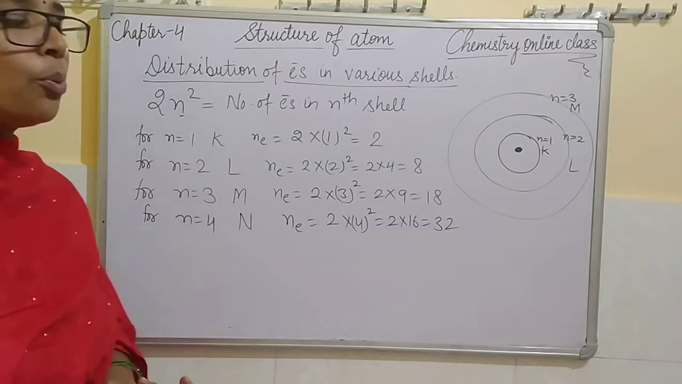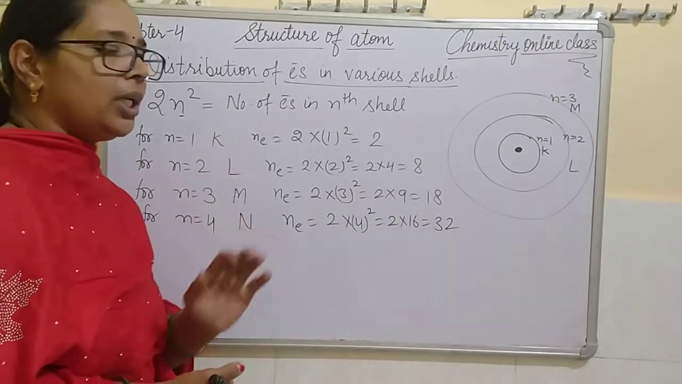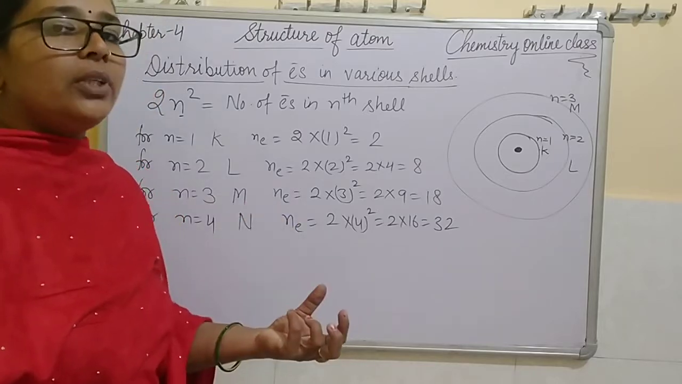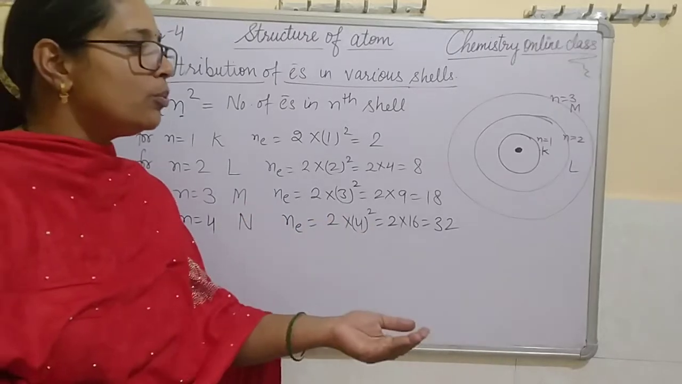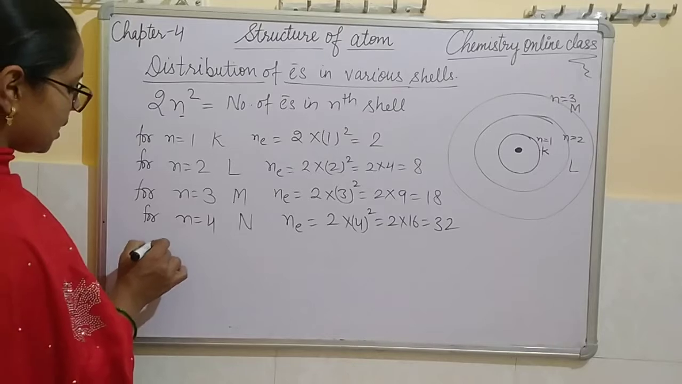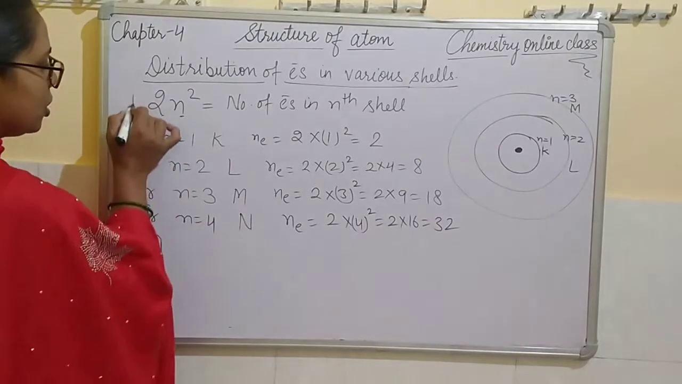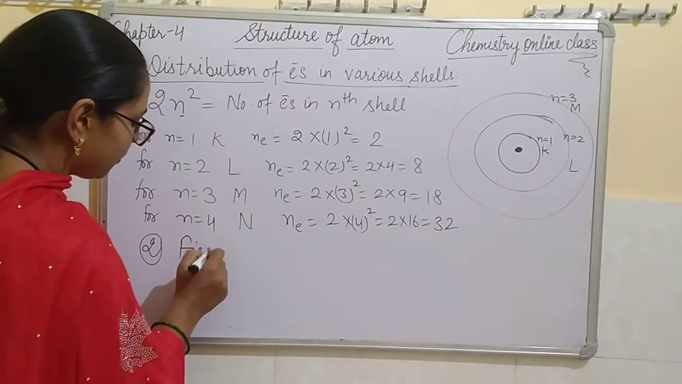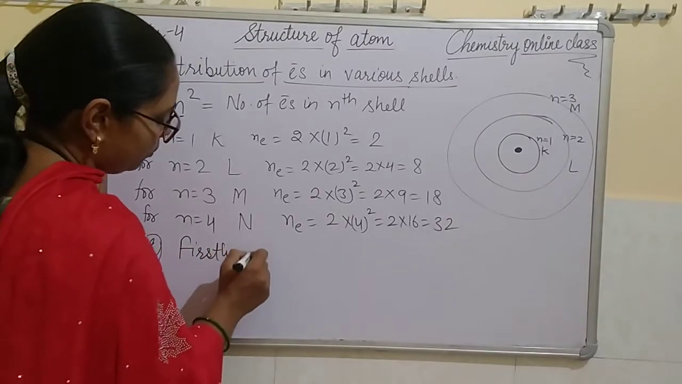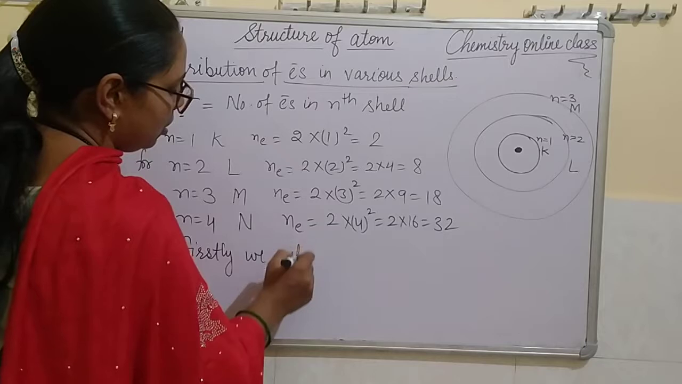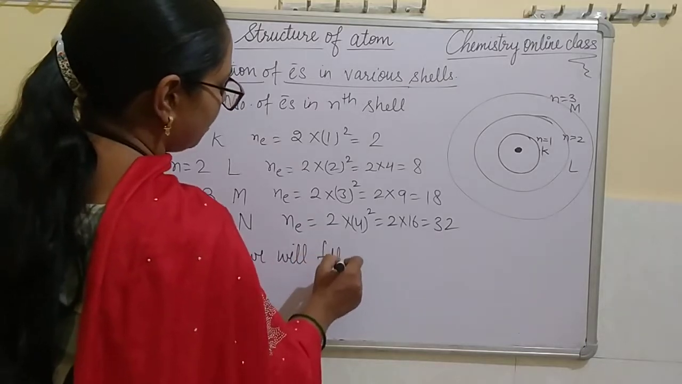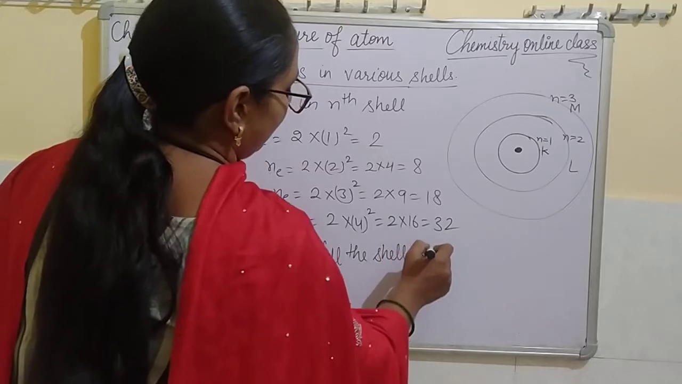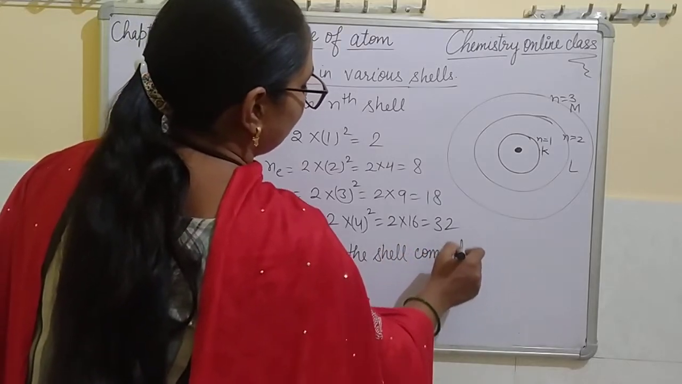One more rule is obeyed when we fill the electrons: firstly we will completely fill a shell and then we will move further. The second rule for the distribution is that firstly we will fill the shell completely and then we will move ahead.